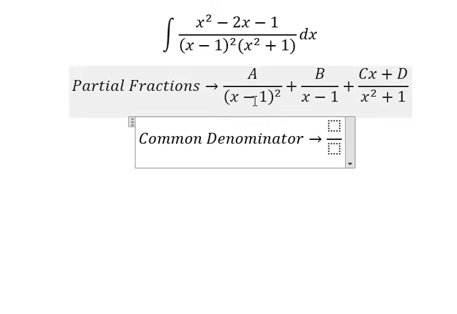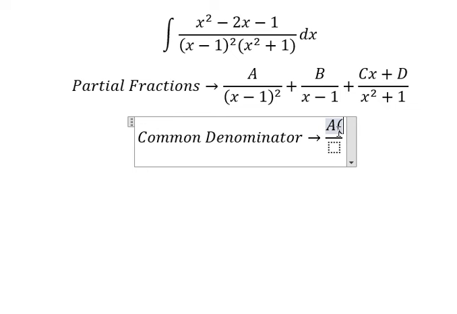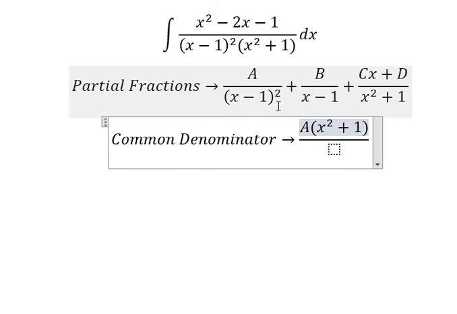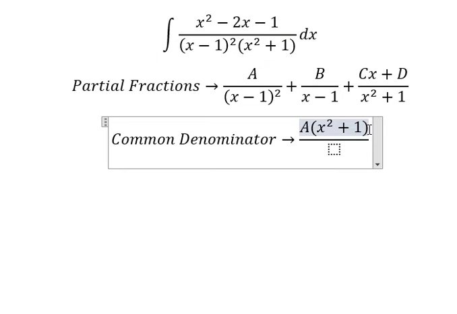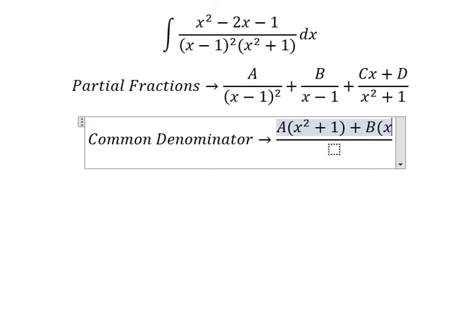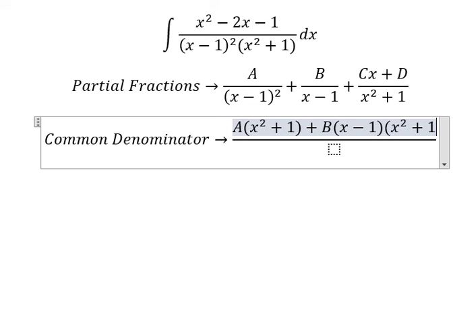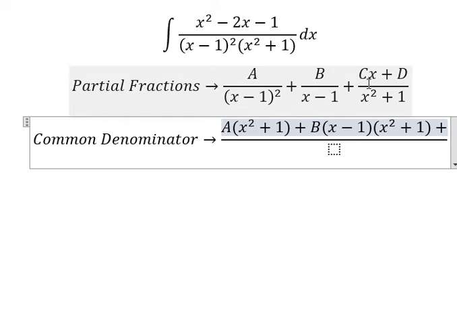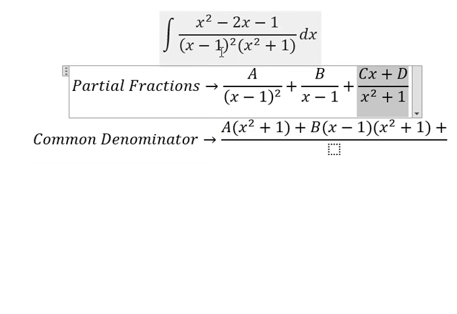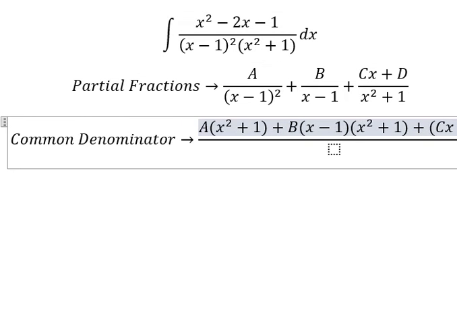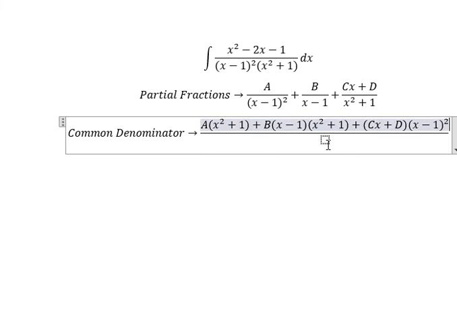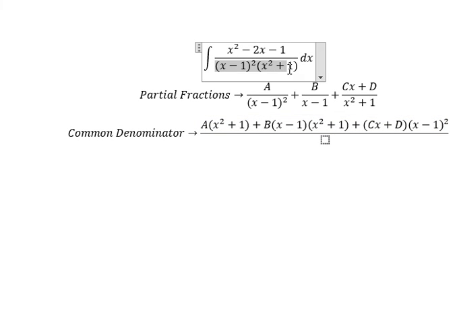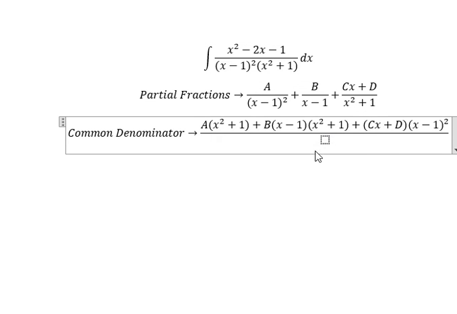So about this one, capital A should multiply by s squared plus 1 because they are missing s squared plus 1 in here. And capital B multiplies by s minus 1 and s squared plus 1. Similar for the next one, this one is missing (s minus 1) to the power of 2. So cs plus d is multiplied by (s minus 1) squared. And then we put the denominator in here.